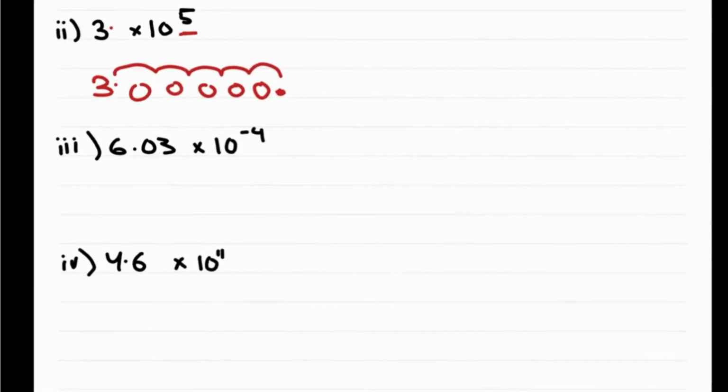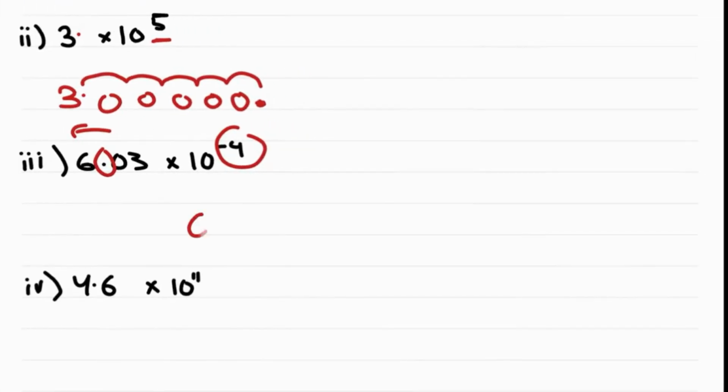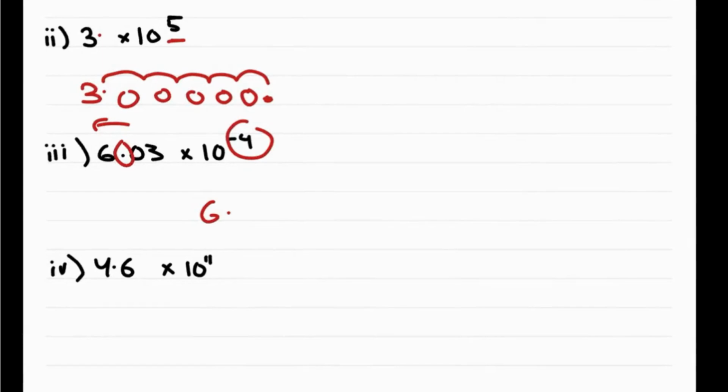Now, in the third question, we have a negative power. So, it's going to be a relatively smaller number. A smaller number means that the decimal is going to move towards the left. So, we're going to write the number as it is first, 0.03. And then we're going to move this decimal 4 times, 1, 2, 3, and 4. The decimal ends up here. The empty spaces get 0. And then before the decimal, we're going to add an extra 0.